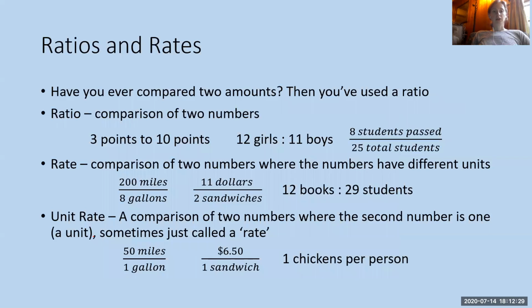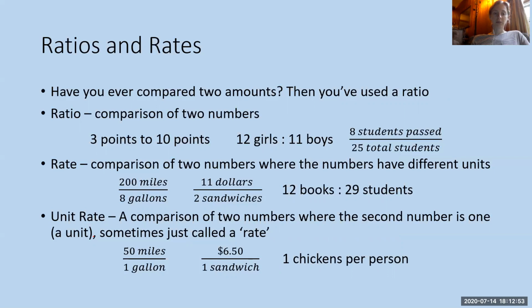All right, so ratios and rates. Let's start with a question here. Have you ever compared two amounts? So just any time in your life, have you ever made a comparison between two numbers or two amounts? If yes, then what you've done is you've used a ratio. So a ratio is just a comparison of two numbers. It's a very, very general concept.